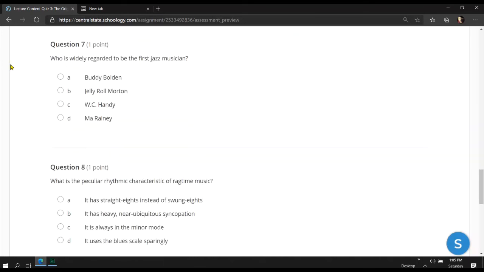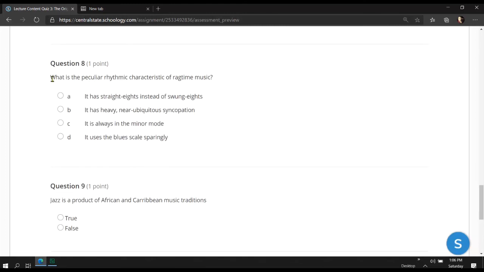Question 7. Who is widely regarded to be the first jazz musician? A. Buddy Bolden, B. Jelly Roll Morton, C. W.C. Handy, or D. Ma Rainey. The answer is Buddy Bolden. He is widely regarded to be the first jazz musician, though there are no recordings of him.